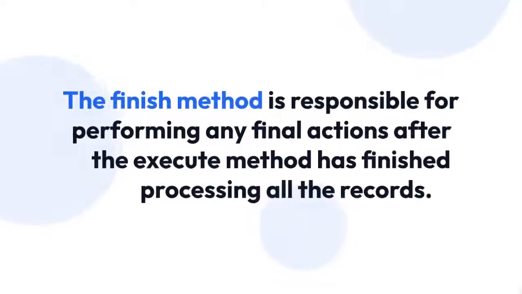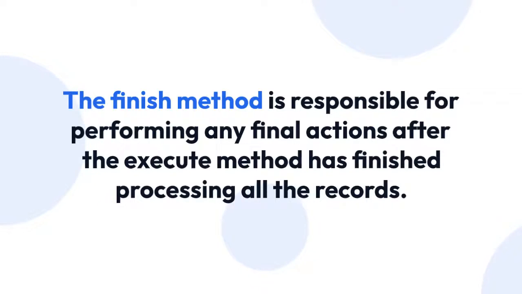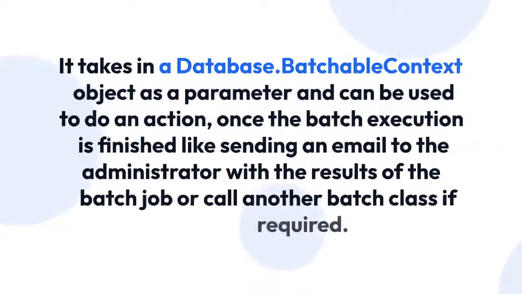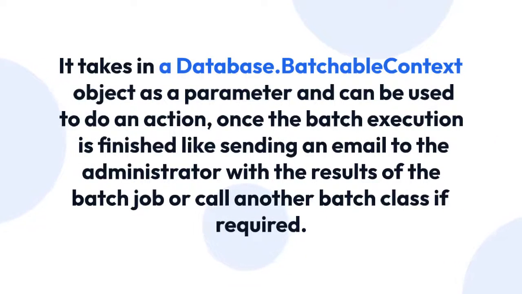The finish method is responsible for performing any final actions after the execute method has finished processing all the records. It takes in a Database.BatchableContext object as a parameter and can be used to do an action once the batch execution is finished, like sending an email to the administrator with the results of the batch job or calling another batch class if required.